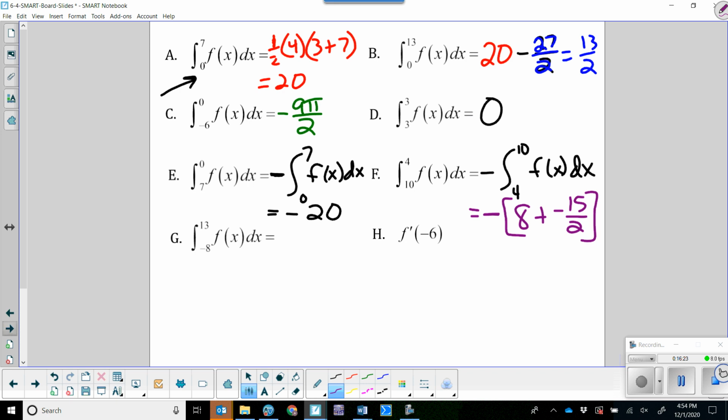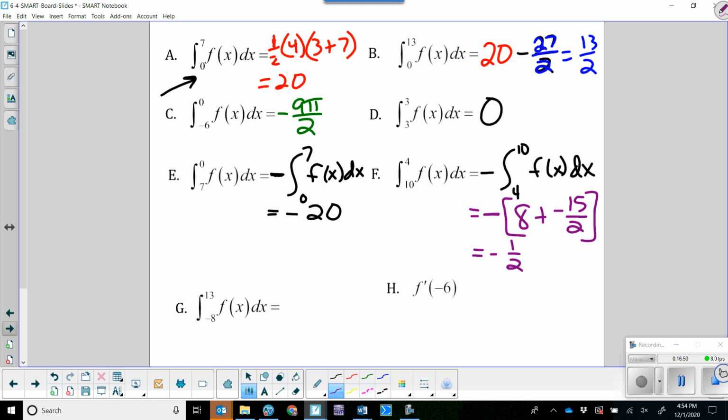Okay, so if we switch the order for the limits of integration, then that's when we get the opposite of the answer. So adding inside, 8 is 16/2. So 16/2 plus negative 15/2 is 1/2. Then there's a negative out front, so we get negative 1/2. So we have just evaluated the integral from 10 to 4 of f of x dx.